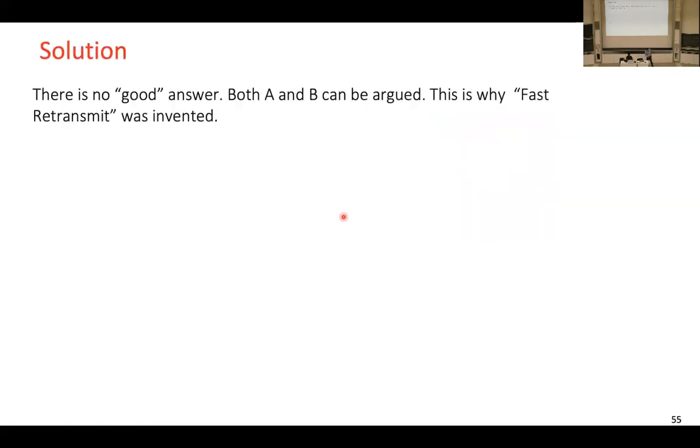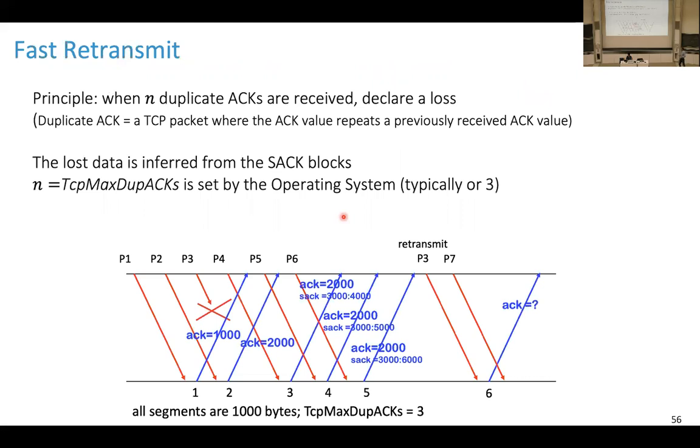And that's why fast retransmit has been introduced. So fast retransmit is an algorithm that combines answer A and answer B. The idea is that when you receive n duplicates of acknowledgement, you declare a loss. So what is a duplicate?